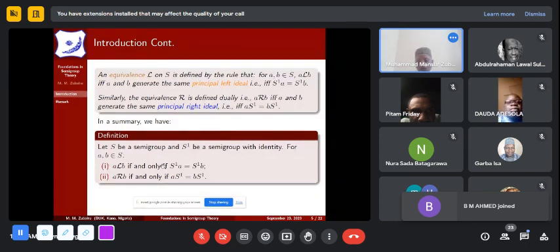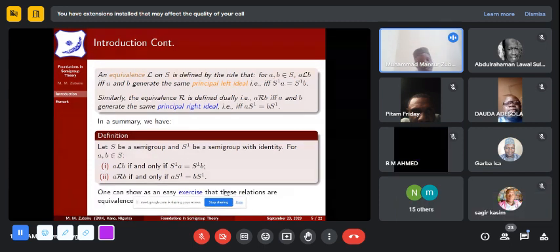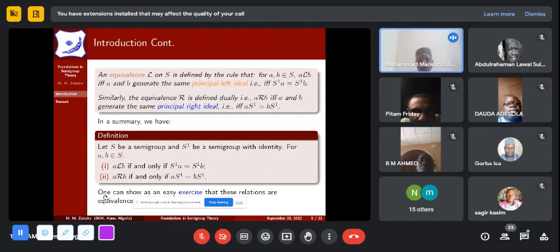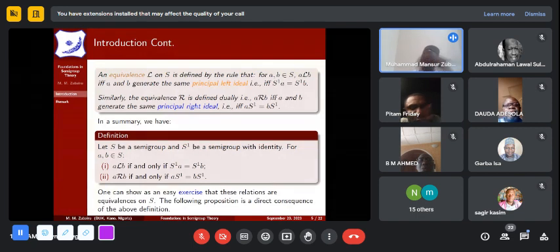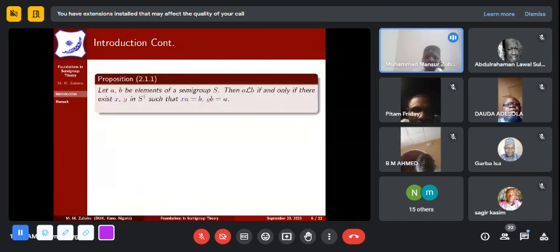However, one can show as an easy exercise that actually these relations are equivalences on S. So the following proposition is a direct consequence of the above definition. That is, let A, B be elements of a semigroup S. Then A and B are L related if and only if there exist X, Y in S1 such that XA equals B and YB equals A.